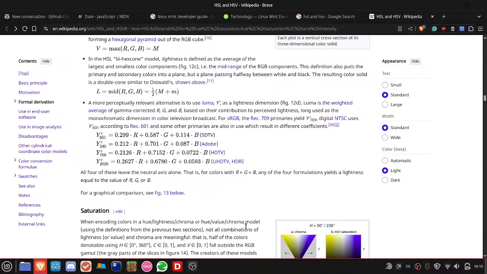Luma is a lightness dimension, but how will we perceive Luma? Like, how will it be? We have three variables. For example, if I use hue, saturation, and Luma, okay. This is just so weird. Damn.